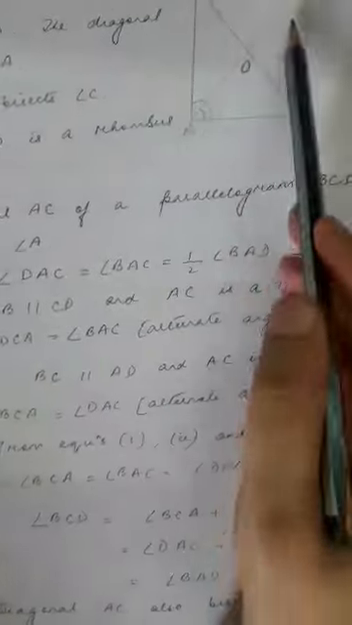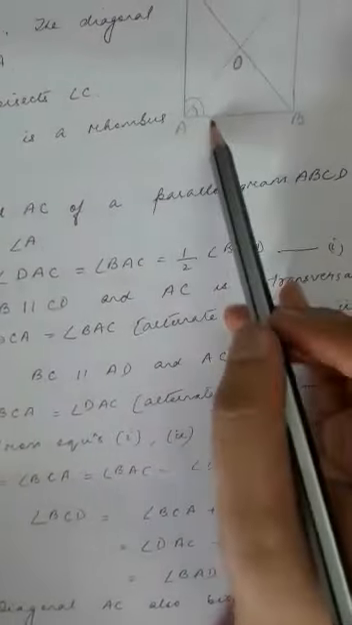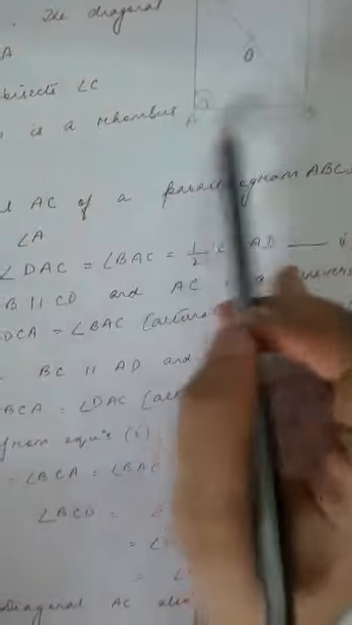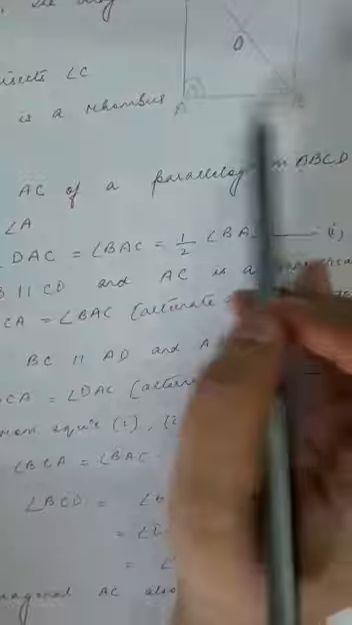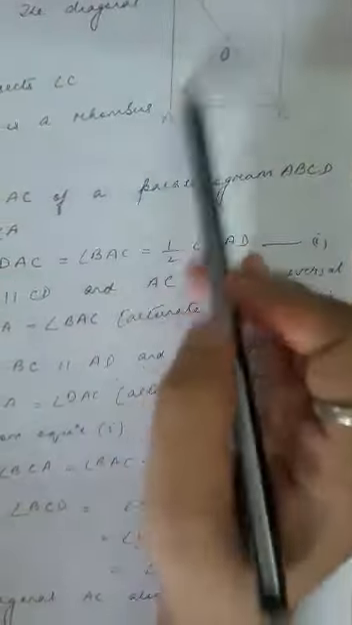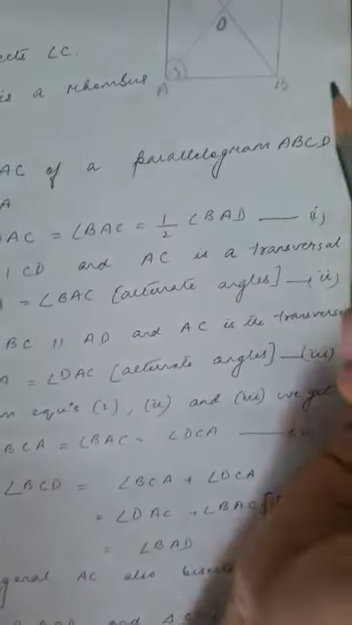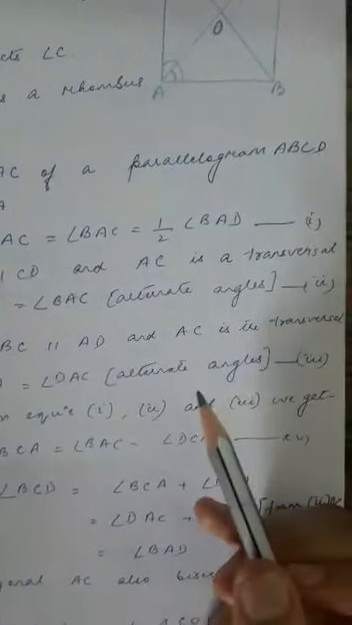So DAC will be equal to BAC because it bisects, that means two equal halves, each equal to half of angle BAD. This total angle is BAD. So DAC will be half of BAD and also BAC will be half of angle BAD. Let us keep this as equation number 1.